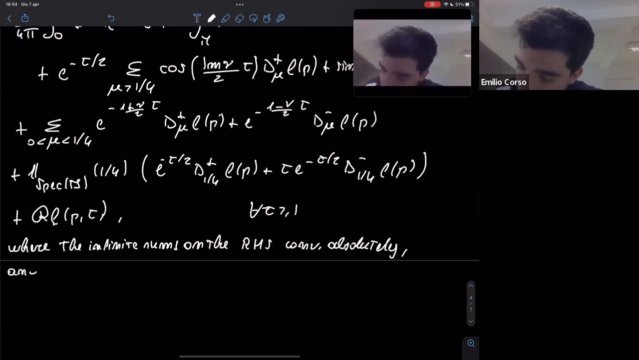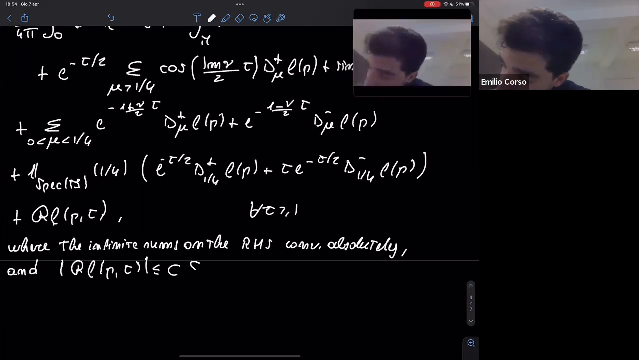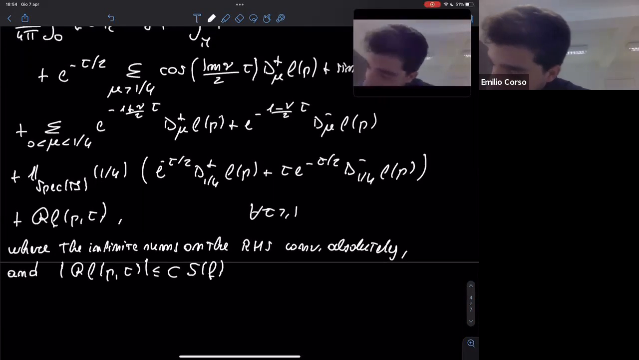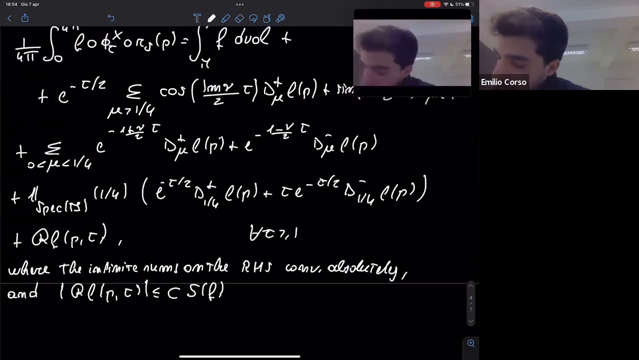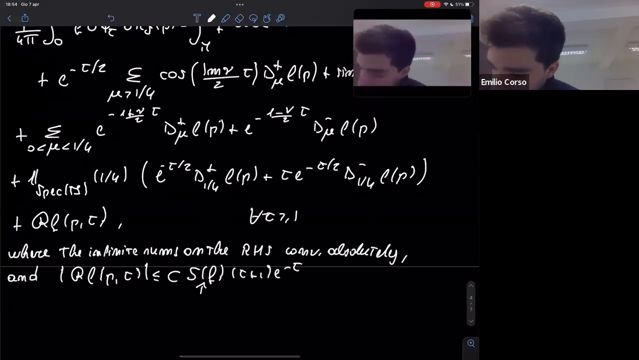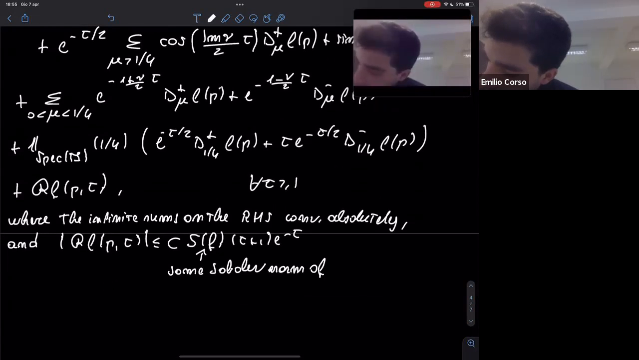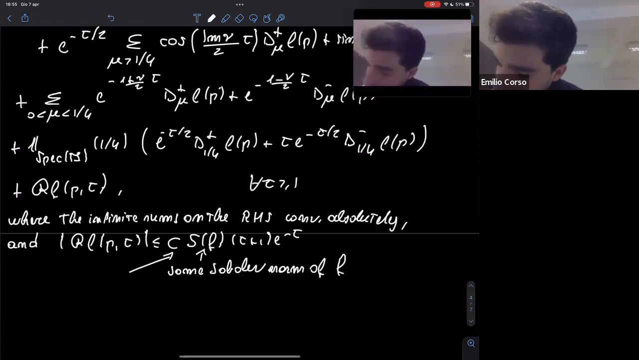And I have an estimate for my error term, which is given by a constant which depends only on the surface, and then times some Sobolev norm of f, which I intentionally do not specify, a certain appropriate Sobolev norm of f, times t plus 1 e to the minus t. So it's truly an error term. This is some appropriate Sobolev norm of f, as is typical in equidistribution statements, and as I said, this constant depends only on the surface.